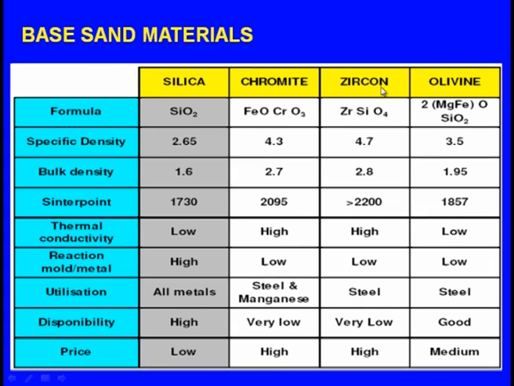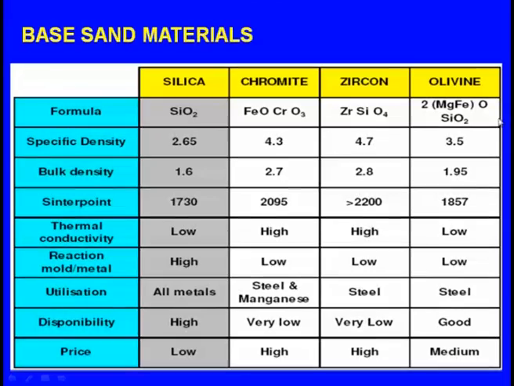Next one is the zircon sand, and its chemical formula is ZrSiO4, and this is the specific density and bulk density, and the sintering point is more than 2200 degrees centigrade. Thermal conductivity is very high, reaction with the molten metal is low, it is used for steel castings, and the price is high.